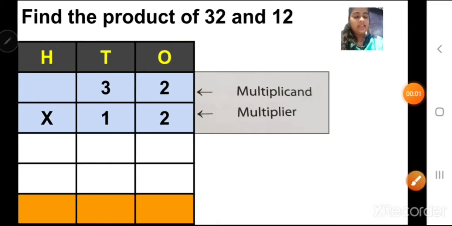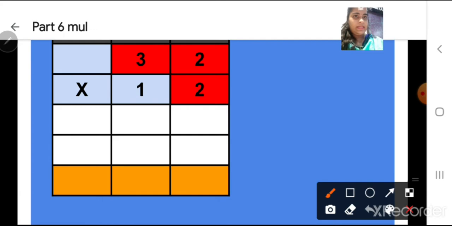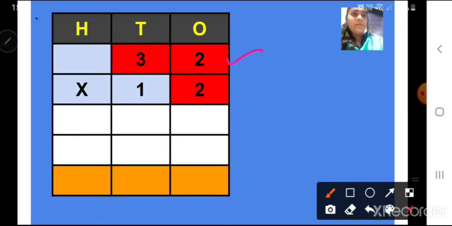Then let us start. Children, the multiplication can be divided into 3 steps. Step 1: the first step is to multiply the multiplicand by the digit in the ones place of the multiplier. Correct? So that means we have to do a normal multiplication as we do. So let us start multiplying.